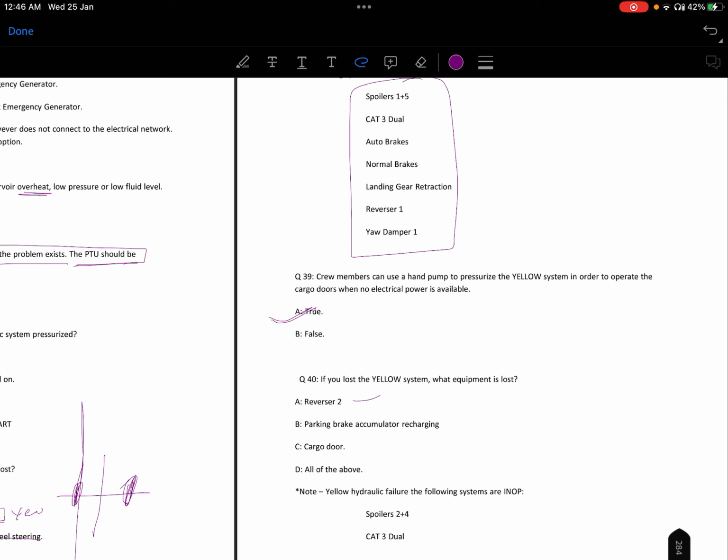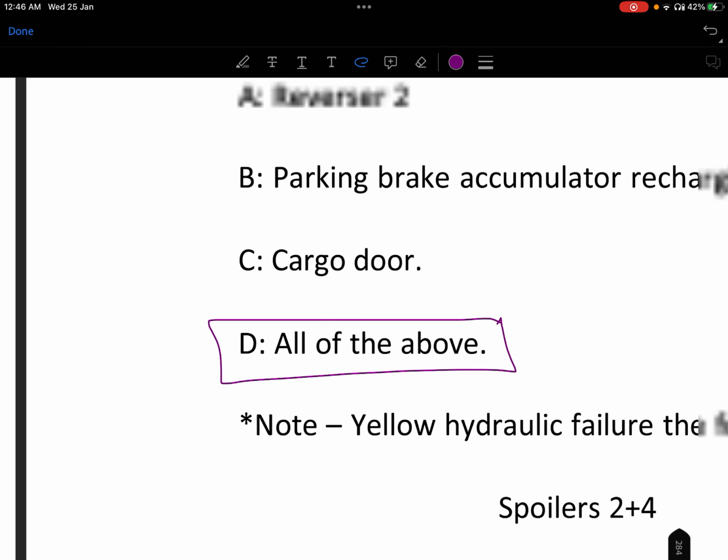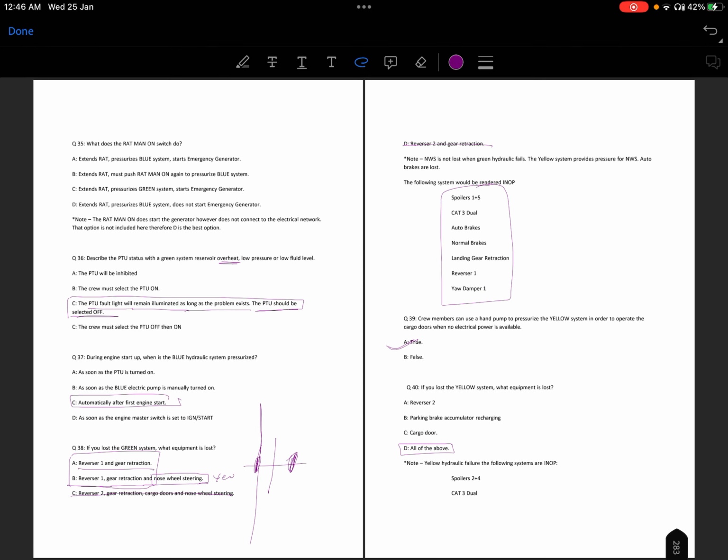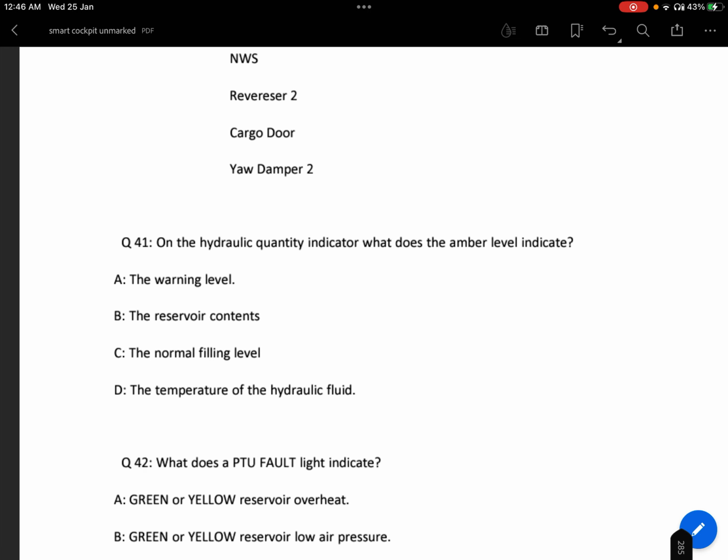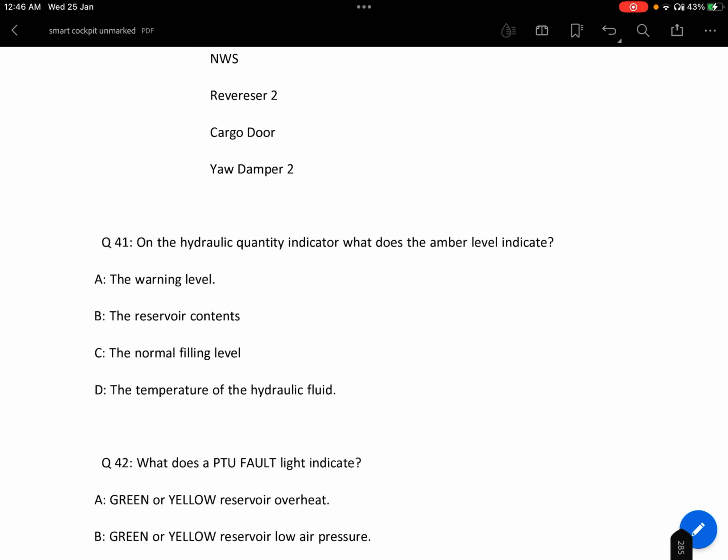Question number 39. Crew member can use hand pump to pressurize the yellow system in order to operate the cargo door when no electrical power is available. True, totally true. If you lost the yellow system, what equipment is lost? Reversers of two, correct. Parking brake accumulator charging, seems correct. Parking brake, yes, parking brakes are with the yellow system only. Cargo doors, correct. All of the above. Delta is correct.